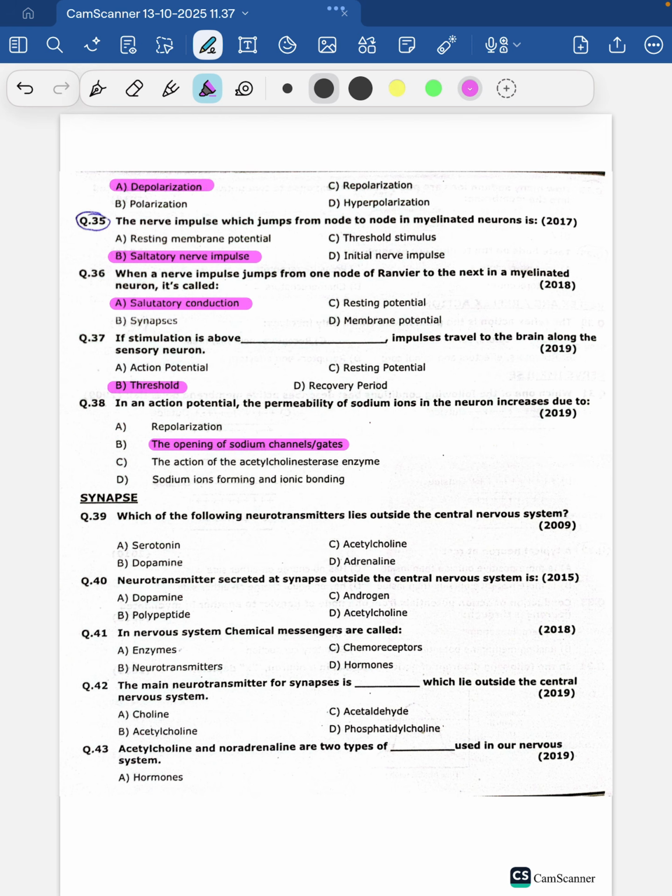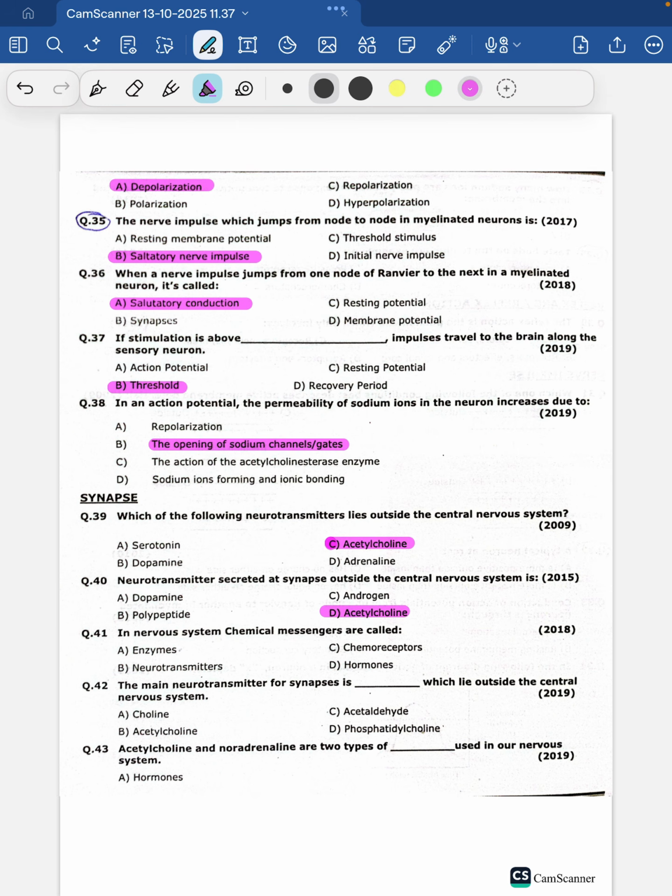Okay, synapse. Which of the following neurotransmitters lies outside the central nervous system? One and only, that is acetylcholine. It works outside the central nervous system. The acetylcholine MCQ has also come many times. Again, the answer will be acetylcholine because he is talking about outside the central nervous system.